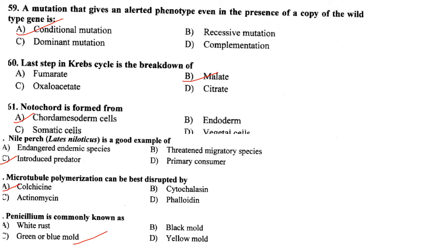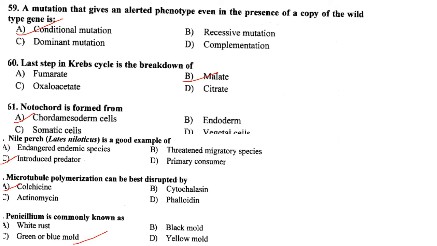It was an introduced predator. Answer is option C. Nile perch introduced into Lake Victoria in East Africa led to the extinction of cichlid fishes in the lake. So it is an introduced predator.